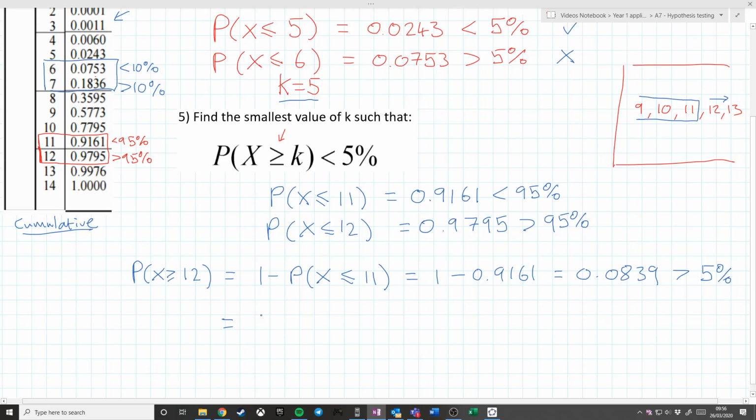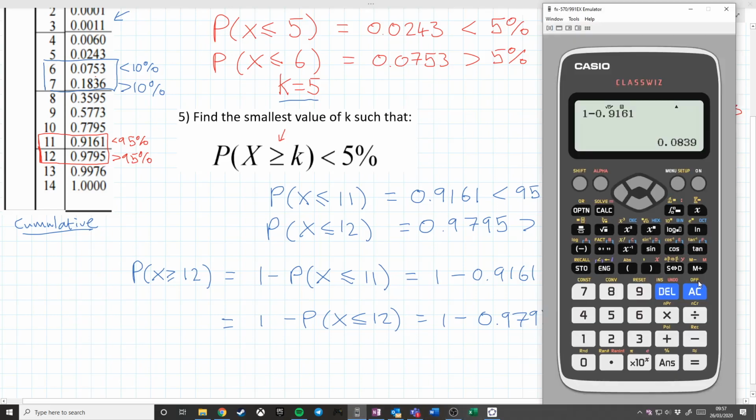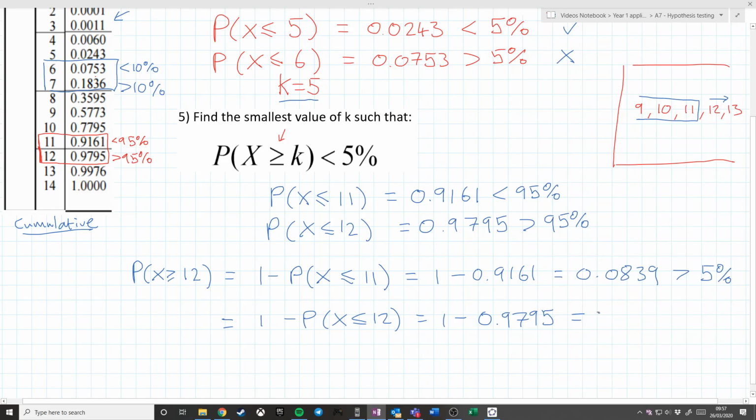So the other one, 1 minus the probability of x less than or equal to 12, is 1 minus 0.9795. That is equal to 0.0205, and that is less than 5%.